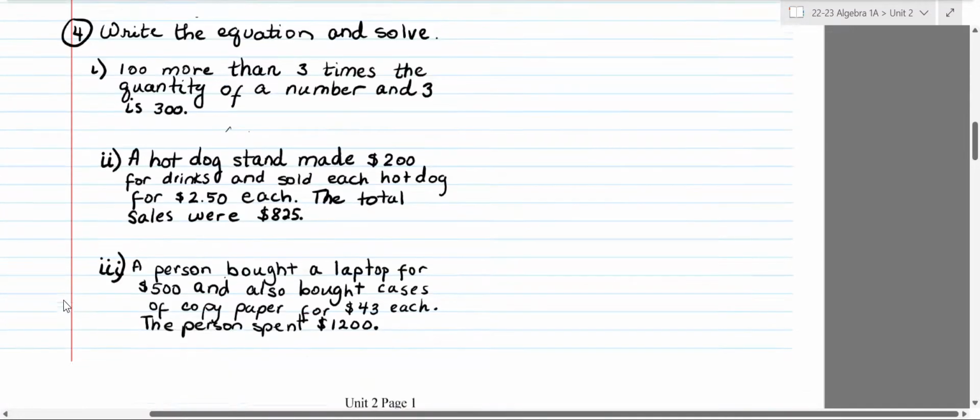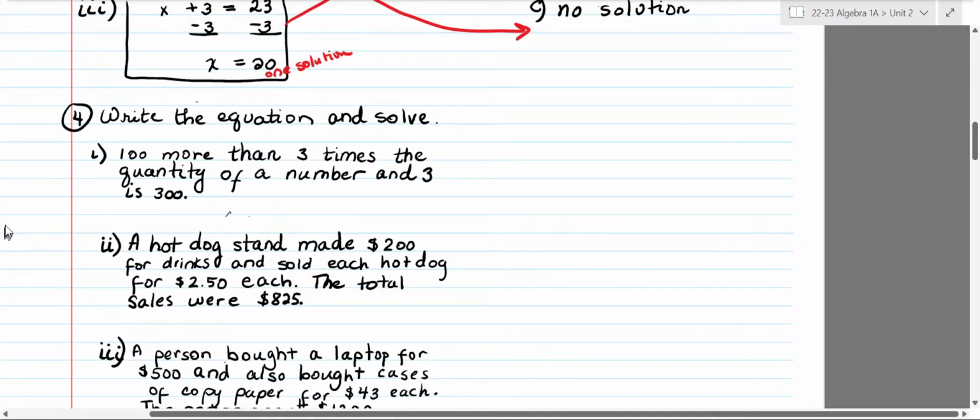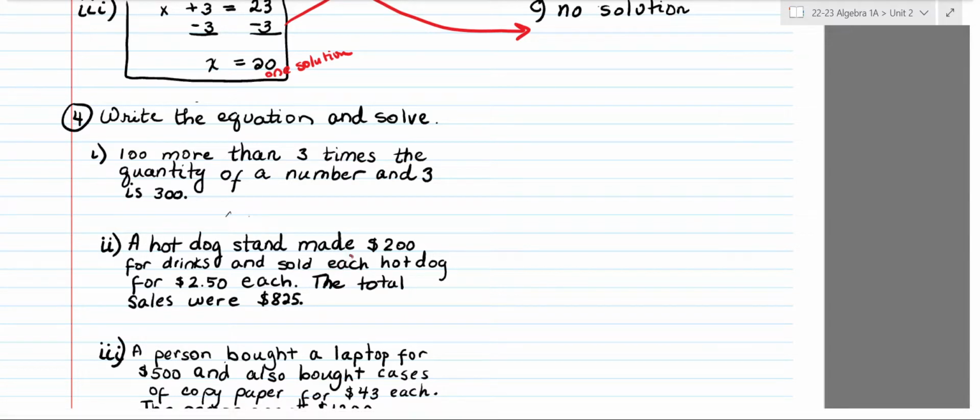All right, write the equation and solve. 100 more than 3 times the quantity. Quantity means a set of parentheses. Quantity of a number and 3 is 300. So we have 3 times the quantity of a number and 3, that's 3(x + 3). 100 more than this, so that's plus 100, is 300. All right, what do you think?